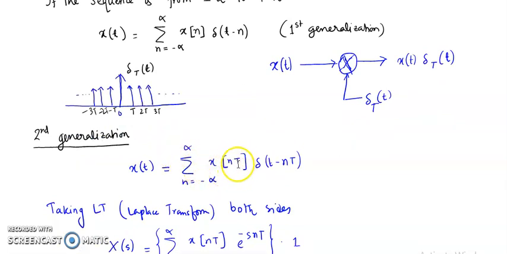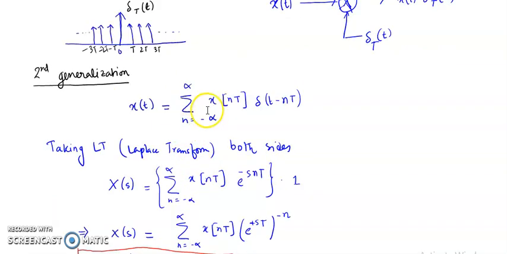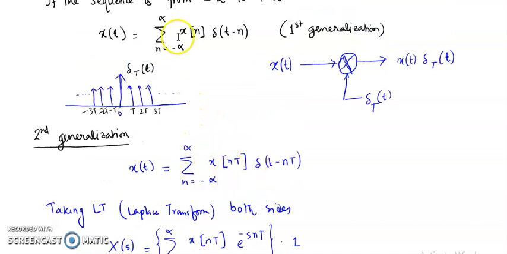So x and t will be the value for different positions of n, and this delta t minus nt is the representation for this one impulse function. If you take the Laplace transform of this equation, this equation is written based on this equation. So now we are taking the Laplace transform of this equation.